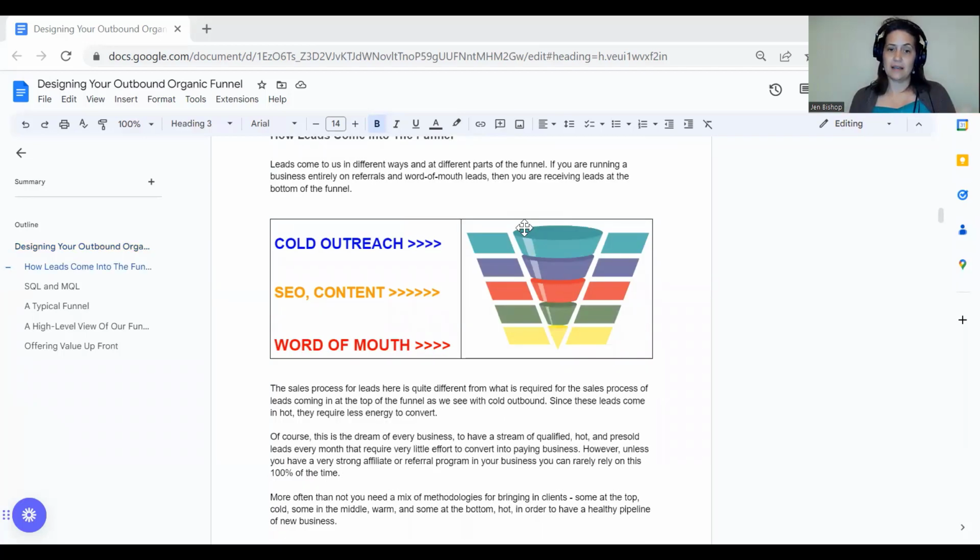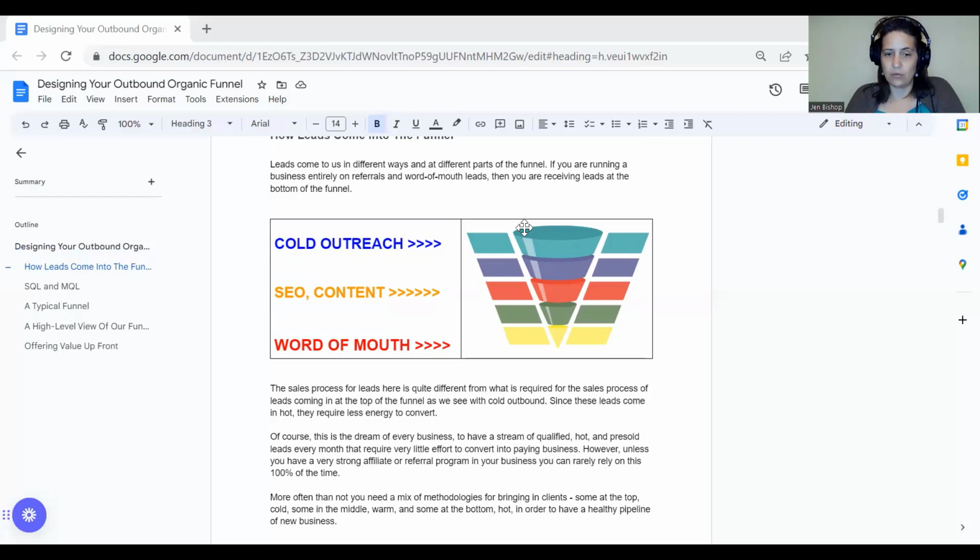As you can see, leads that come in the top would have a very different sales process than leads that come in the bottom. And leads that come in the bottom require so much less energy to convert. It's like they're just ripe to pick. Whereas leads at the top require energy. They require to be cooked. They require to be heated in order to get to the point where they're just falling off the tree. And of course, it's the dream of every business.